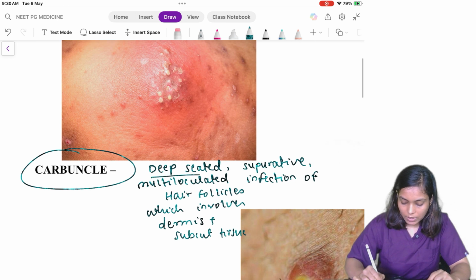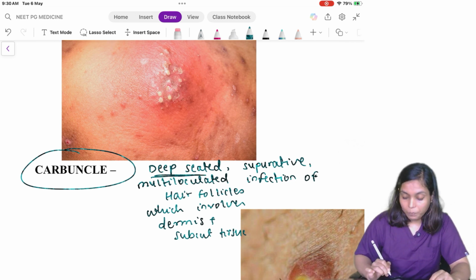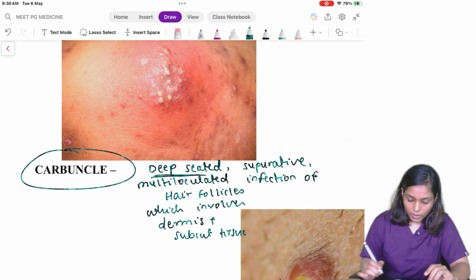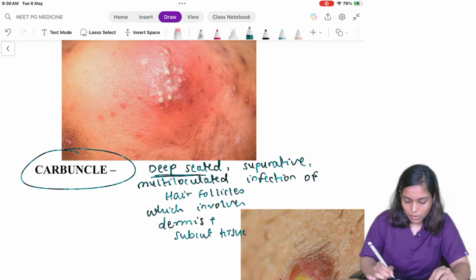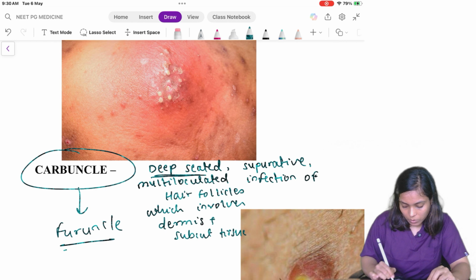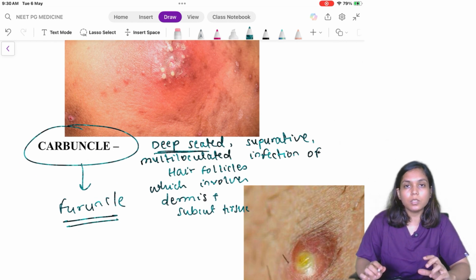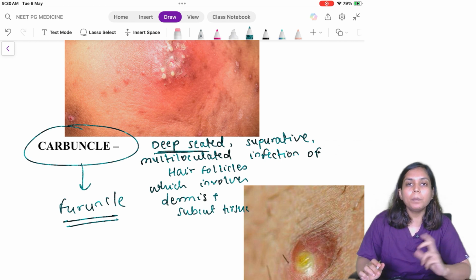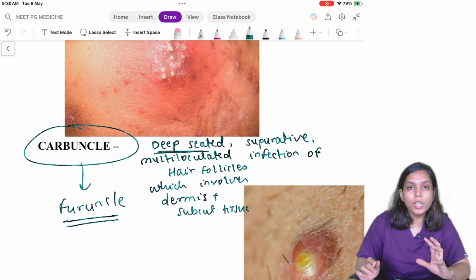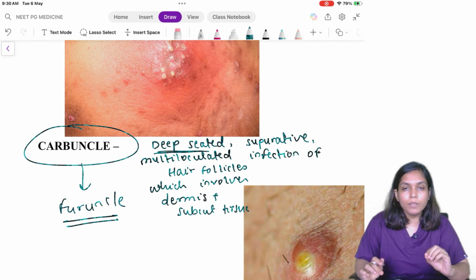Yes, it is deep seated, it is not a superficial infection, and we are comparing this with the most common differential from the carbuncle, which is furuncle. Now here is the basic difference between them. Carbuncle is the infection which is caused by multiple hair follicles. Okay, so involvement of multiple hair follicles causes carbuncle, whereas involvement of a single hair follicle causes furuncle.